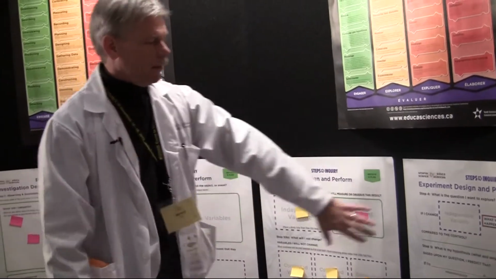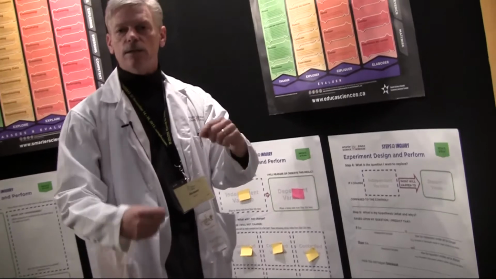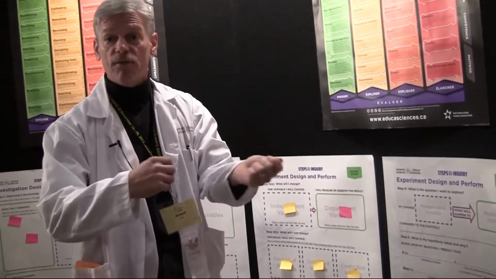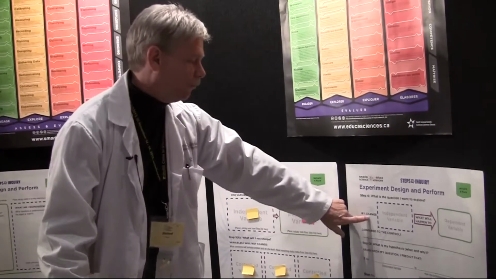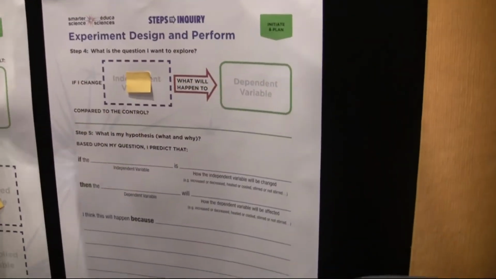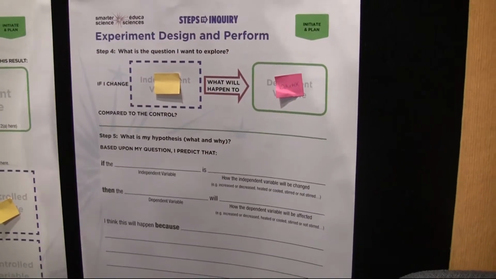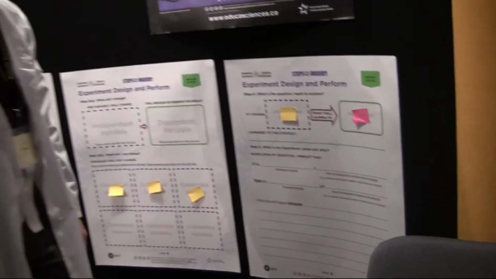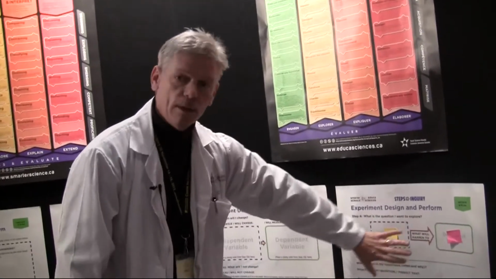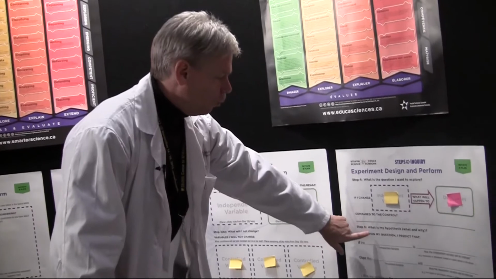The last poster in this series has some writing stems in it. So it gets the kids to start talking in terms of the if-then statements, those protocols. So if we change the length of the wings, what will happen to the time the gyrocopter takes to fall compared to our control? Right? They can generate their own question, and then what is my hypothesis?